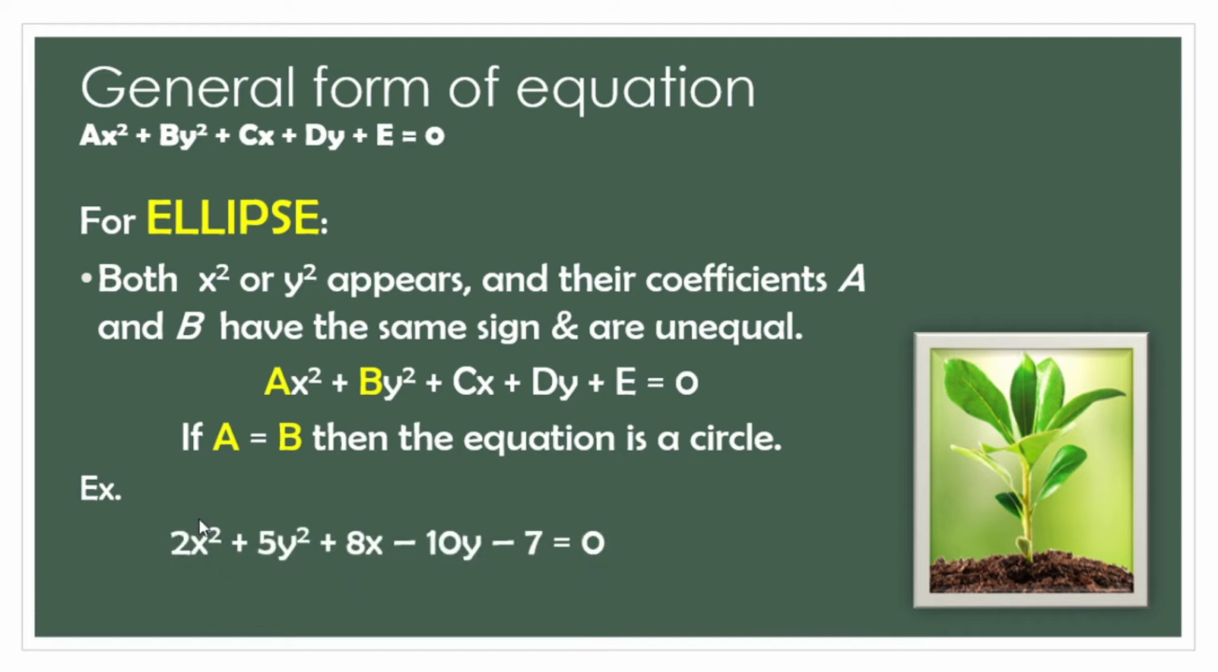Now, here's an example. You have here 2x squared and 5y squared. Pareho silang positive, magkaiba sila ng number. So, ellipse siya. Pag dito naman, again, just looking at the x squared and y squared numerical coefficients, you have here positive 4 and positive 1. So, this one is an ellipse.